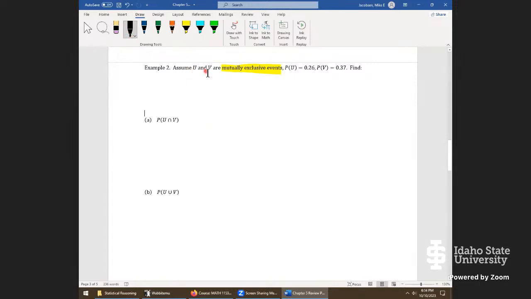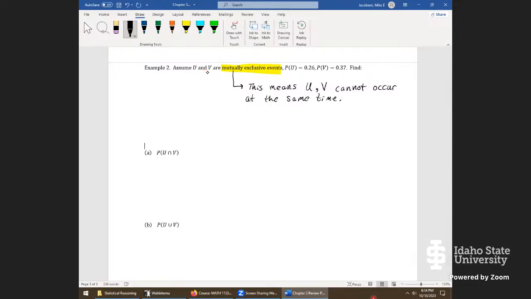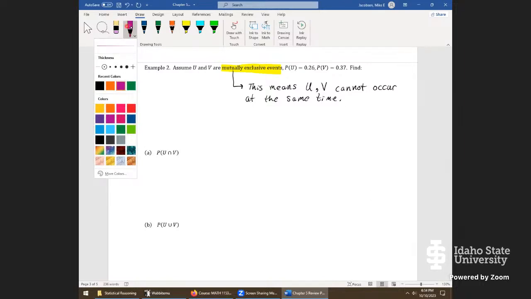If we are assuming U and V are mutually exclusive events, this means U, V cannot occur at the same time. If you're talking about things happening at the same time, there's an and statement buried in there, which is conflated with the intersection symbol. So just these words alone are what's giving us the formula.